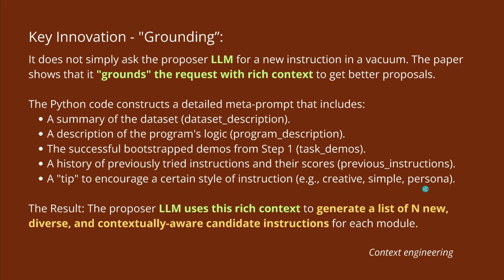Hey, be creative, be simple. Just copy a persona. Whatever there is, you provide context so that the LLM, the GPT-4, 5, 6 can have better knowledge. And then the LLM uses this rich context that you provide to generate a list of n new, diverse and contextually aware candidate instructions. Now for each module, the classifier and the summarizer, context engineering is simply done. Beautiful.